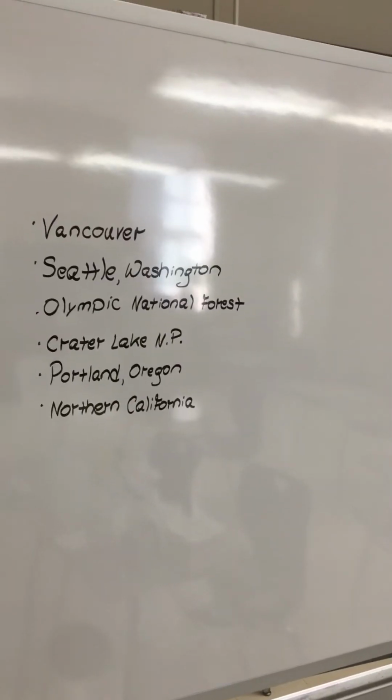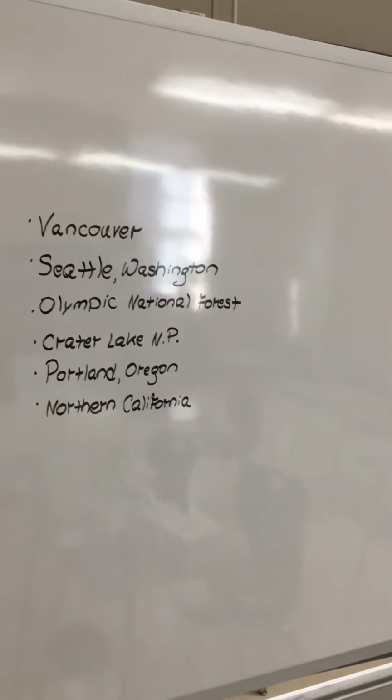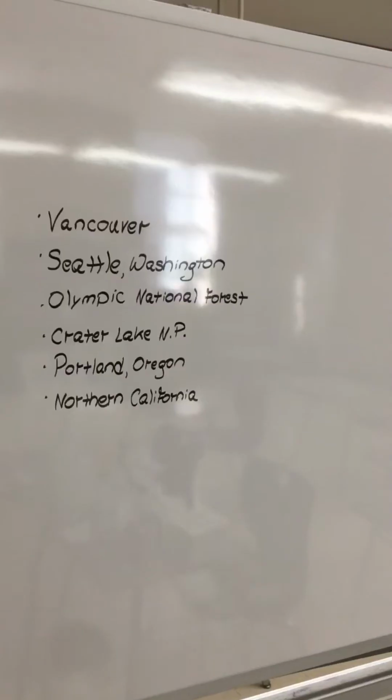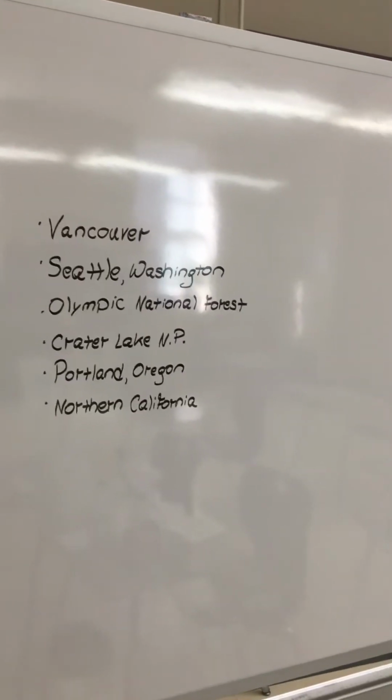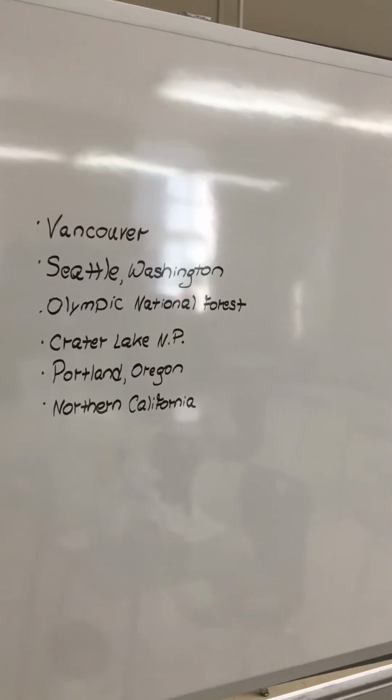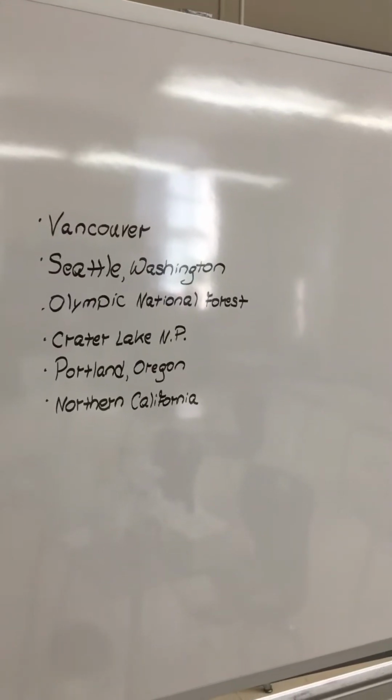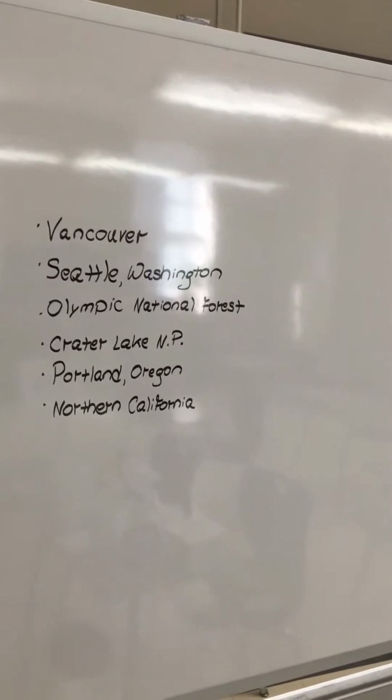Then we go further up, north that is, and we have Crater Lake National Park in Northern Oregon. Crater Lake, boys and girls, is extremely wet. It gets a lot of rainfall. It's in the mid 60s in terms of annual rainfall.